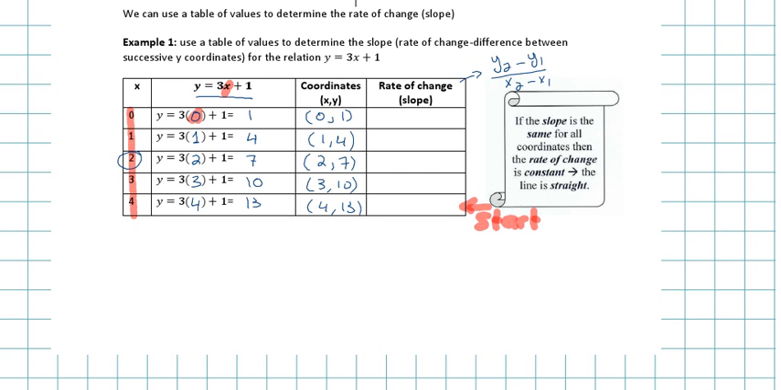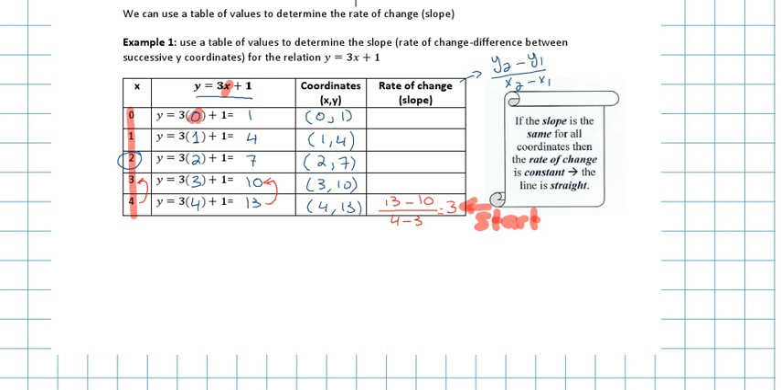So let's look at this. I have to do y2 minus y1, and I have to divide it by x2 minus x1. So 13 minus 10 over 4 minus 3. 13 minus 10 is 3. 4 minus 3 is 1, so that's 3 over 1, or in other words, it's 3. So the 4 will be x1, and then the 3 will be x2.